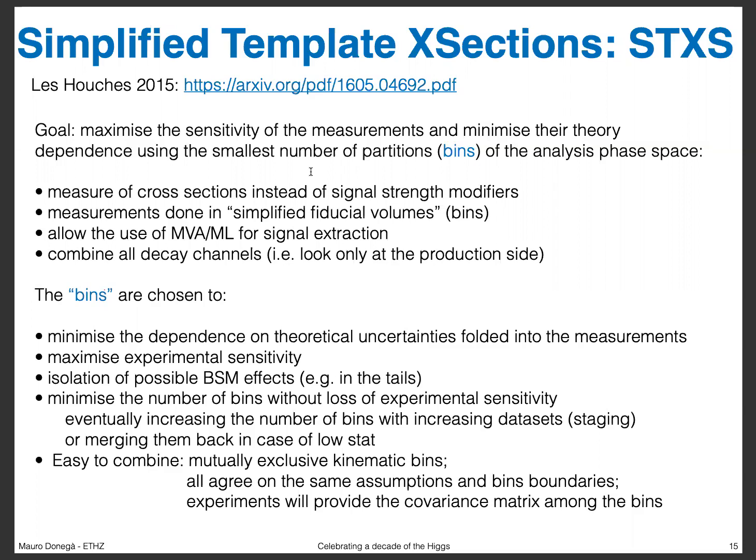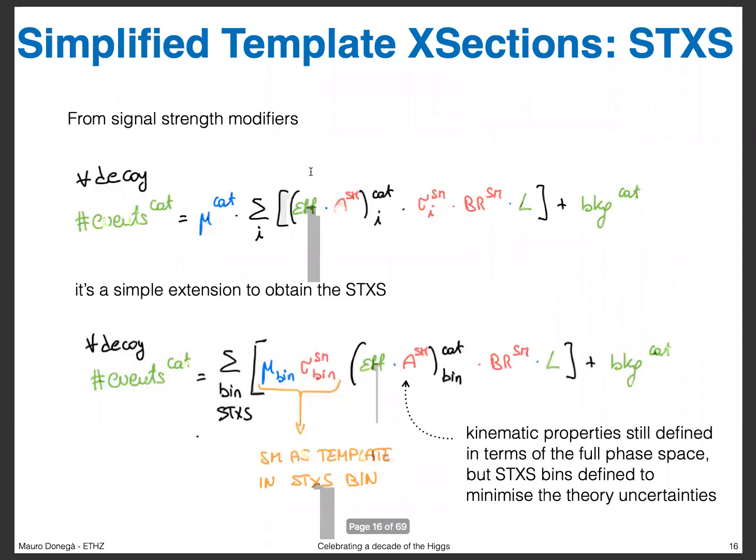In the end, we also want to have something that is easy to combine because the bins are set up in a way that are mutually exclusive in kinematics. We all agree on the definition, so ATLAS and CMS, and within them, all the production and decay, all the decay channels all use the same binning. And once we want to publish these results, we publish the full set of measurements in the bins plus the covariance matrices. So this can be used later on for interpretation for theorists. So let's see a bit more in details what all these words mean.